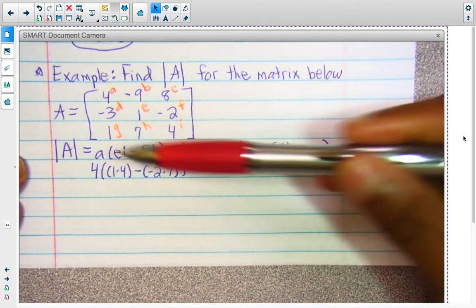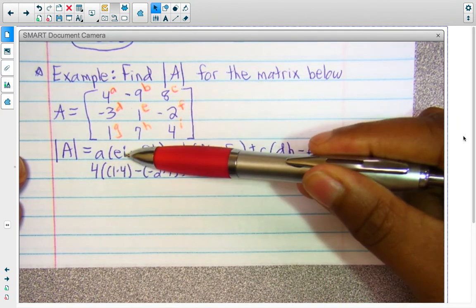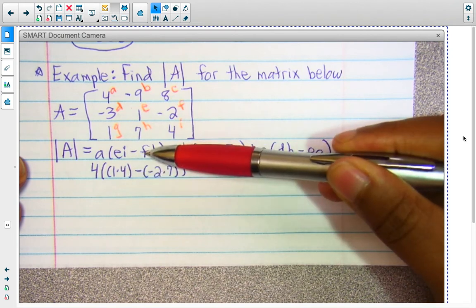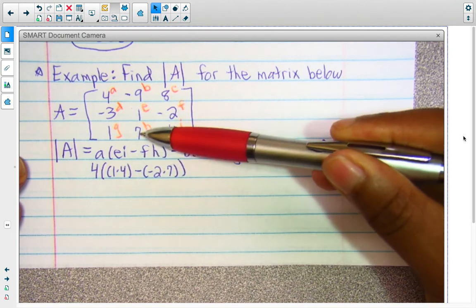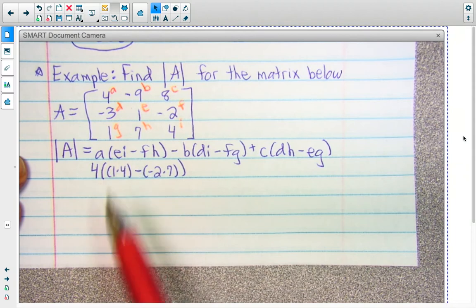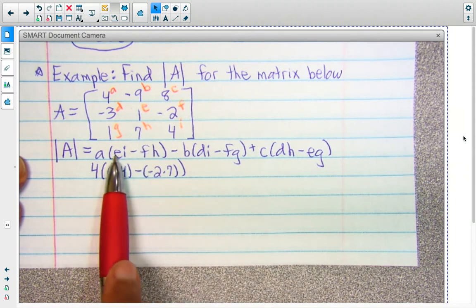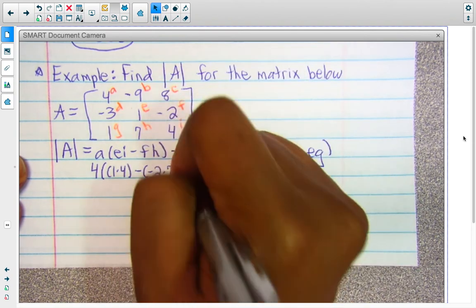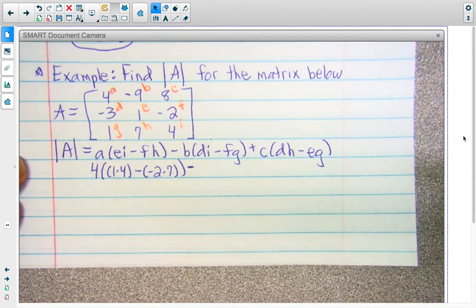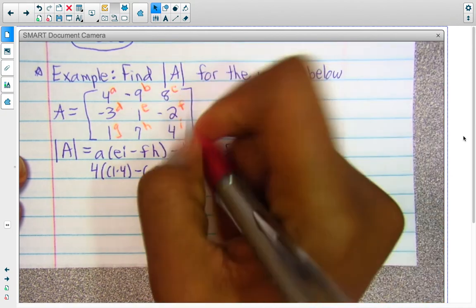Simply following, it says to grab E, that's 1. Grab I, that's 4. F is -2. H is 7. So I'm just plugging in what goes where. I put these in parentheses because you got to multiply first before you subtract these two numbers. All right, keep going. Now it says do B. B is -9.